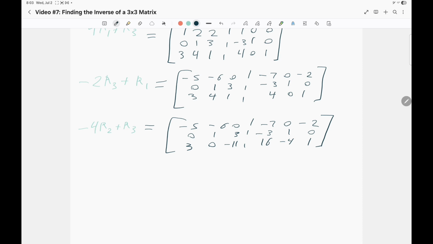Now, looky here. We got zeros in more spots than we had before, but we only have a 1 in one spot where we would like it now. Not ideal, but next we're going to do 2 times R3 plus R1. Let's see if that's worthwhile. Yeah, I think that's a good idea.